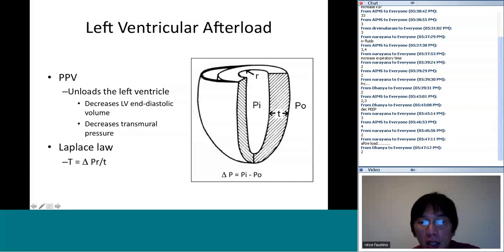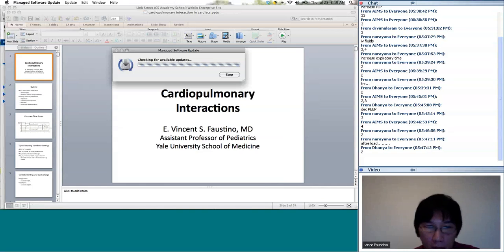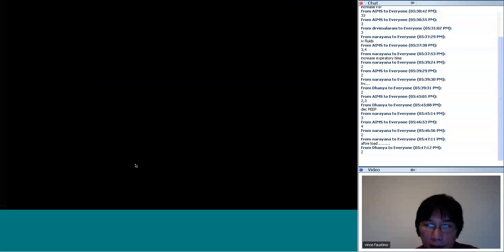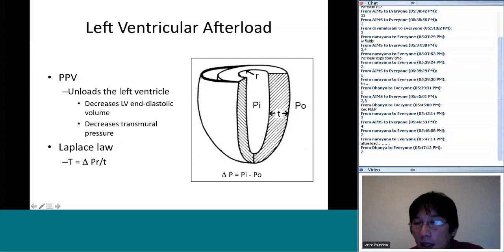So wall tension, which is the amount of tension that the heart is doing, is directly proportional to the difference between your intraventricular and extraventricular pressure. So think of it this way. Remember when I told you that when you're spontaneously breathing, your intrathoracic pressure is negative. So your intrathoracic pressure is actually your extraventricular pressure.